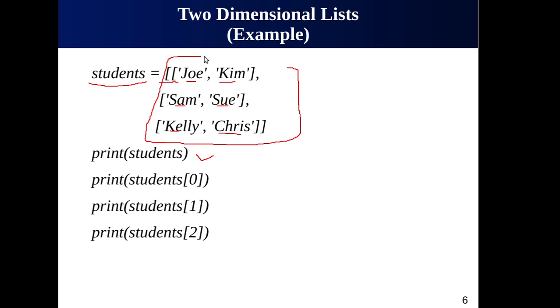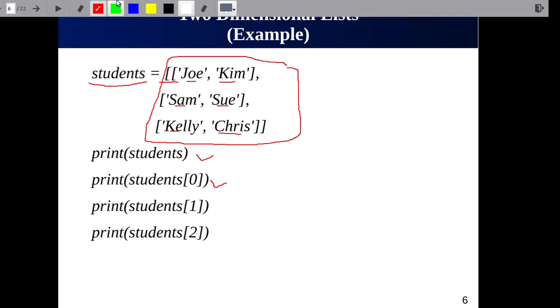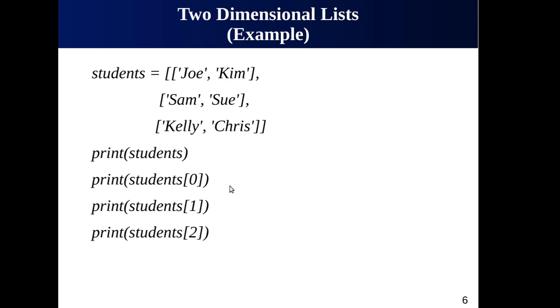Once you execute this statement, it will display the whole list, all the elements, all the sublists which are contained in this two-dimensional list. Second one is print students[0]. Here we are providing an index, and it means the index of the first sublist. This sublist has an index of 0. The second sublist has an index of 1, and the third sublist has an index of 2.